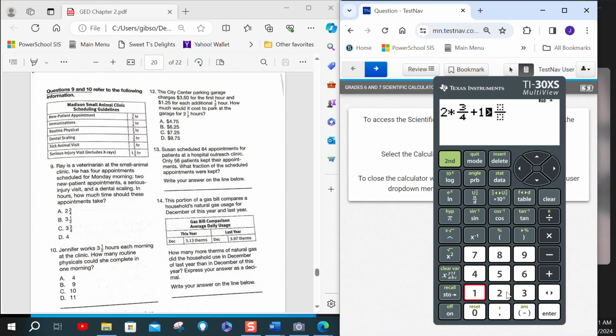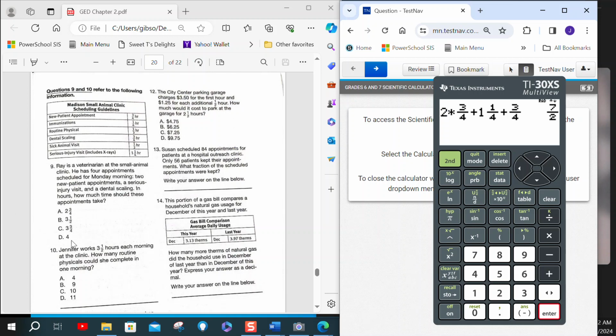We'll press 1, arrow, 1, down arrow, 4. So that's 1 1/4. Okay, then plus. The next appointment is a dental scaling, which is 3/4. So we'll press N over D, 3, down arrow 4, and we'll press enter. Now that's 7 halves. Now they want us to have this in hours.